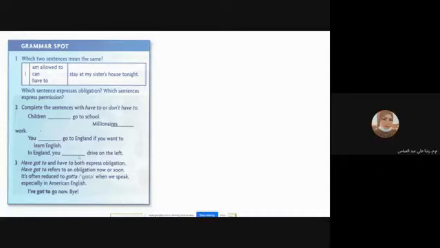Now, we have another difference, another verbs. Which two sentences mean the same? Of course, the first two sentences mean the same. I'm allowed to يعني بمعنى يسمح لي. And I can أنا أستطيع بإمكاني. So, both express permission السماحية أو الإذن. The first and second sentence. I'm allowed to or I can stay at my sister's house tonight. بإمكاني البقاء في منزل أختي الليلة.